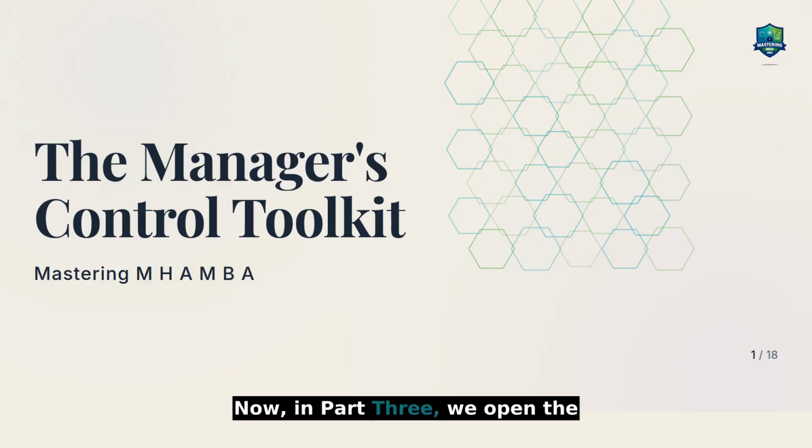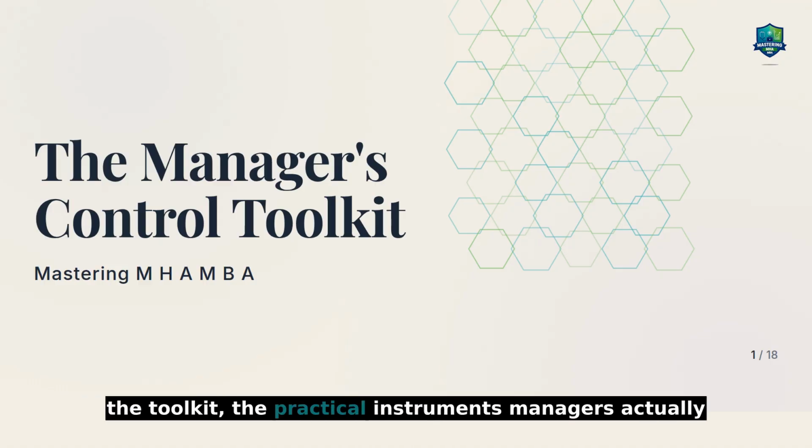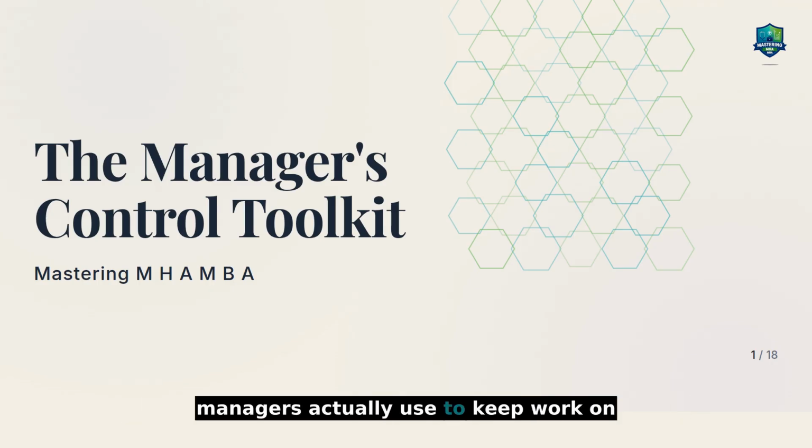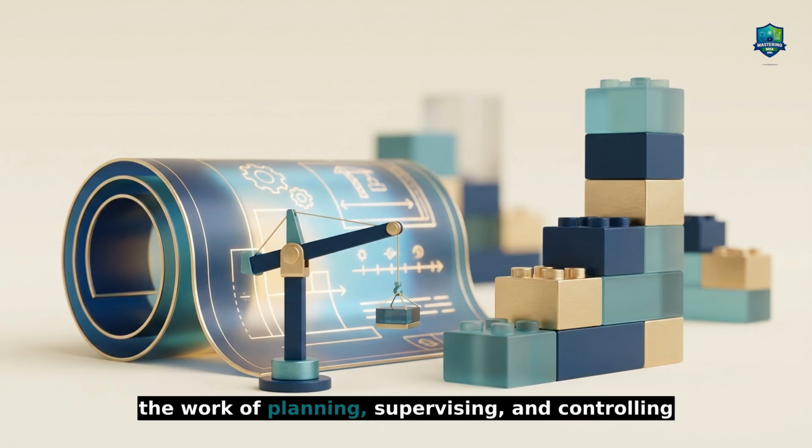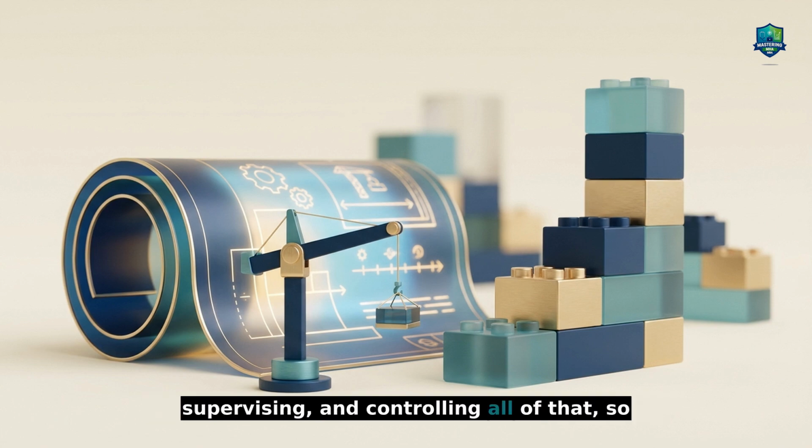Now, in Part 3, we open the toolkit, the practical instruments managers actually use to keep work on target and under control. Start with big, complicated jobs. A project is a one-time activity with many tasks that must be done in the right order, on budget, and by a deadline. Renovating a home, launching a product, building a new campus hall. Project management is the work of planning, supervising, and controlling all of that, so it finishes on time, within budget, and consistent with the goal.